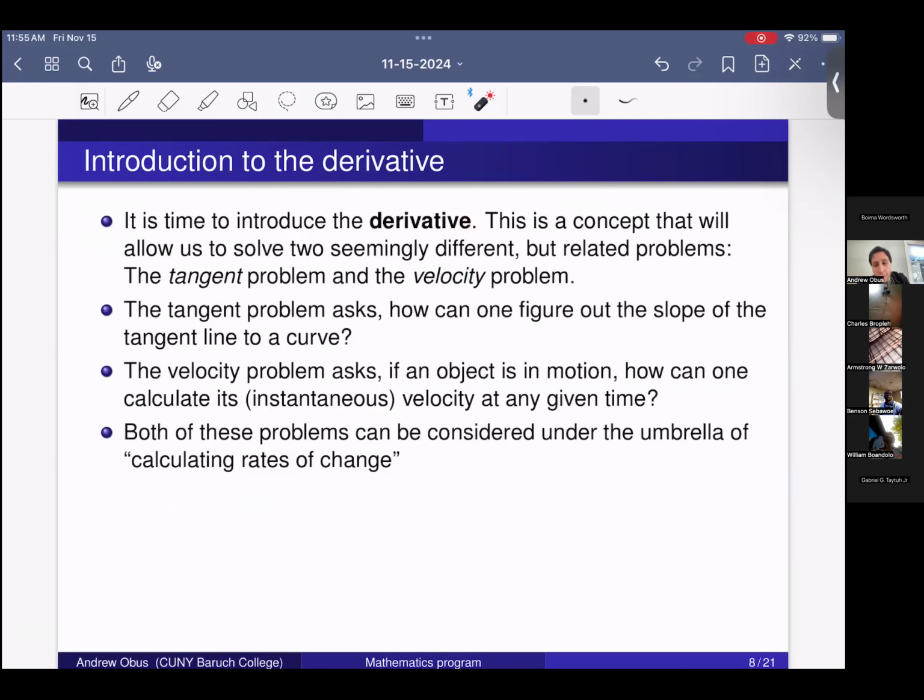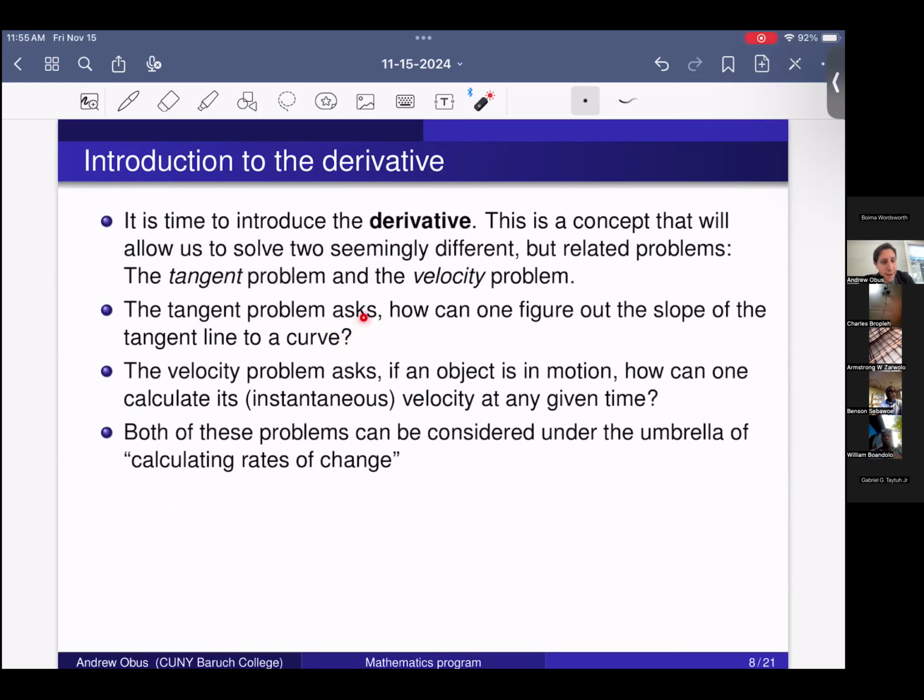And so what is the derivative? I'm not going to tell you yet, but it's a concept that allows us to solve two seemingly different but very deeply related problems. So one of these is called the tangent problem, and one of these is called the velocity problem. Okay, so I'll talk about them roughly on this page, and then we'll talk about them in more detail on the next pages. So the tangent problem says, how can you figure out the slope of the tangent line to a curve?